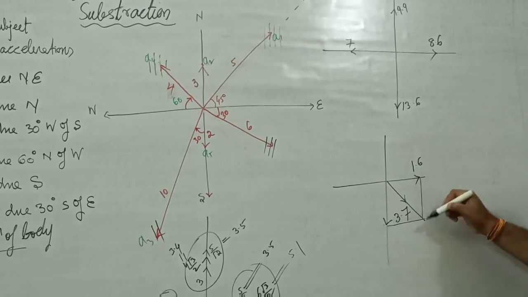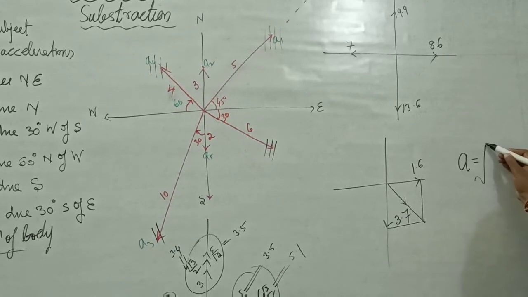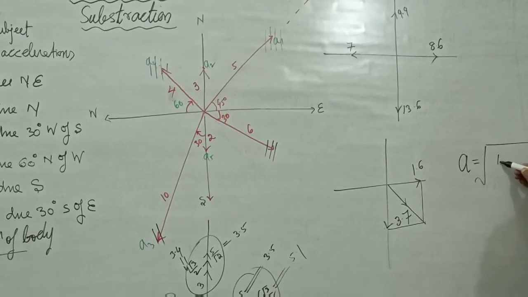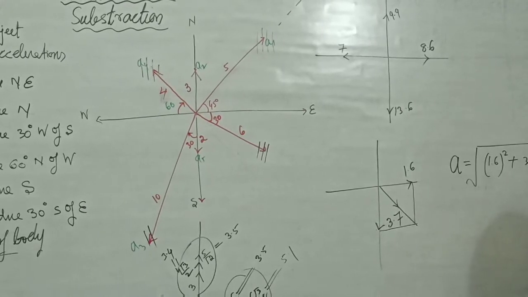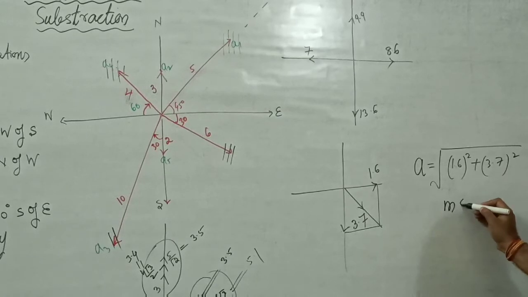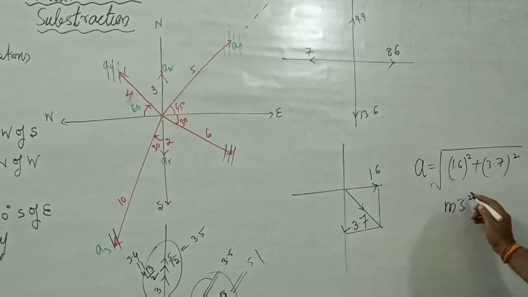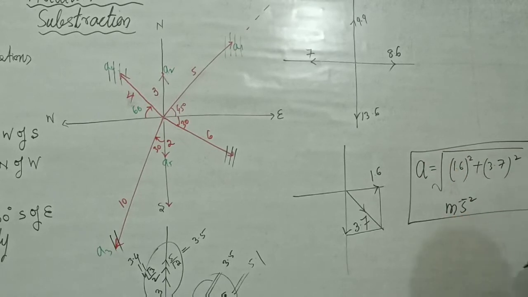So what is their net? Their net is going to be the square root of the sum of their squares. And what is that? The square root of 1.6 squared plus 3.7 squared. This, in meters per second squared, is the net value of acceleration. Yes, this is the net acceleration of the body.